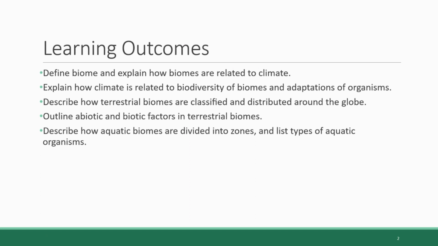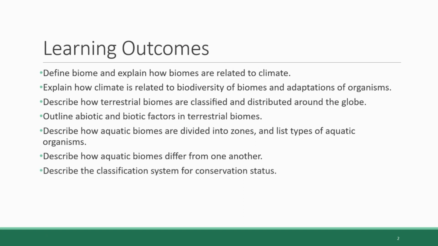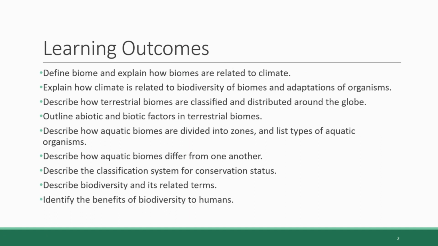types of aquatic organisms, describe how aquatic biomes differ from one another, describe the classification system for conservation status, describe biodiversity and its related terms, and last but not least, identify the benefits of biodiversity to humans.